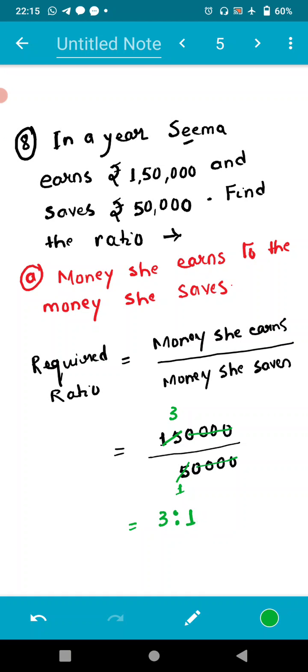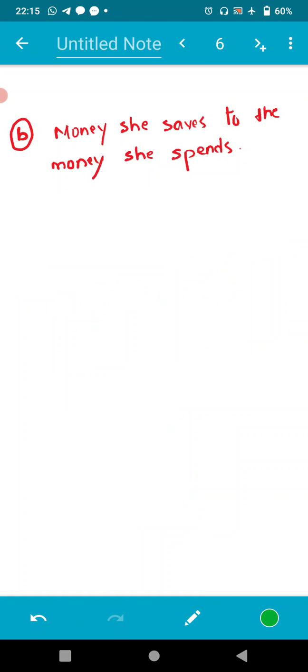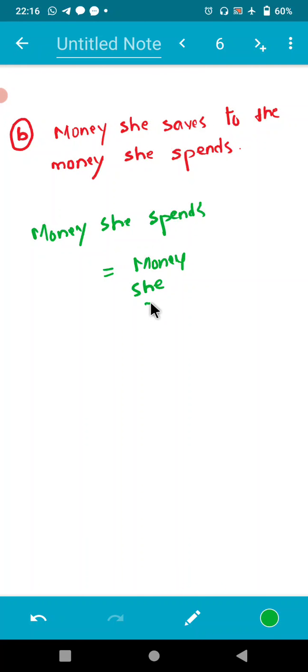Okay, now let's move on to the last sum of question number 8. Now in this you have to find out money she saves, which is already given in the question, to the money she spends. Now we do not know how much money she spends, we have to find out. So money she spends. So how to find out this part? That is, money she spends is money she earns minus money she saves. This is a simple thing. This is how you can find out how much money she spends, isn't it?